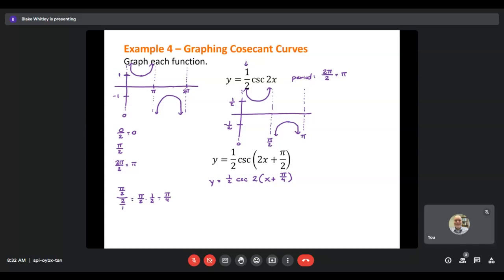And so that tells us now that we're going to have a shift. This time our shift is to the left because it's addition. And it's left pi over 4. All right, so we already know the period is going to be pi, just like the previous one because of the 2. We also know our values along the y-axis are going to be 1/2 and -1/2.